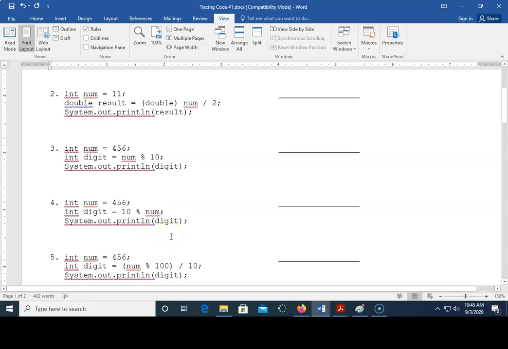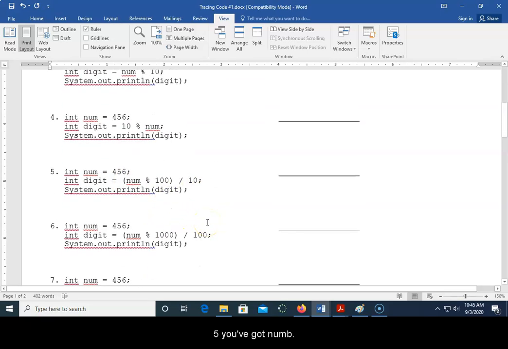4. Okay, so right here, all we did was flip it. So 10 modulus 456. So the rule was if the left side of the modulus calculation was less than the right side, then you just return 10. So digit is 10 on 4.